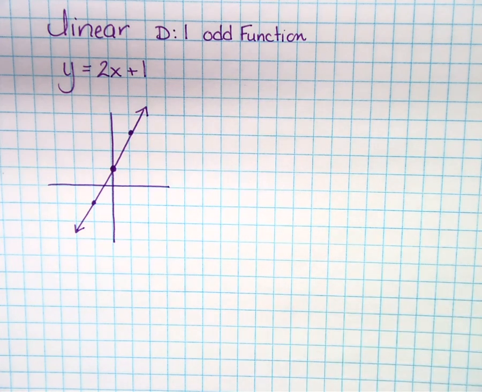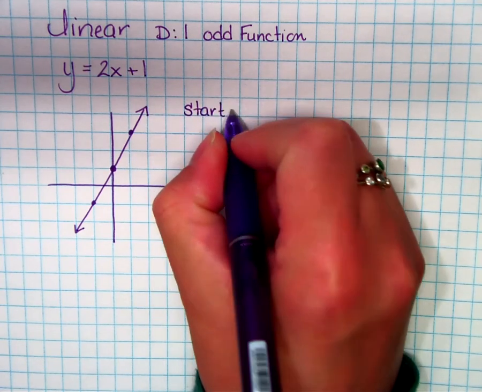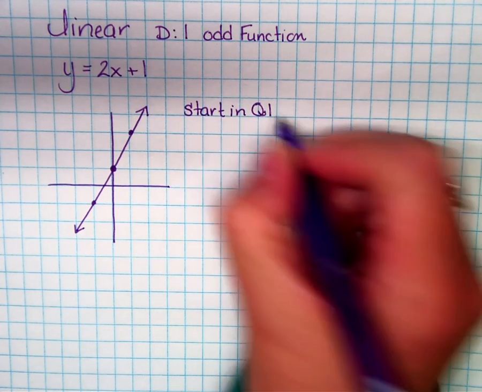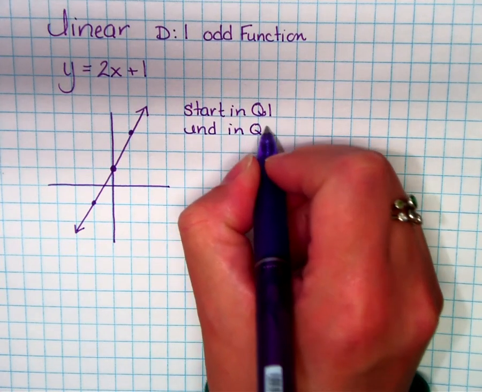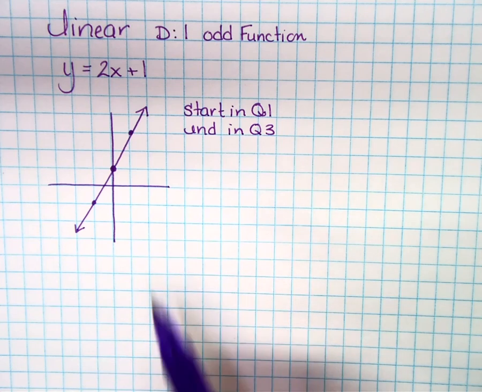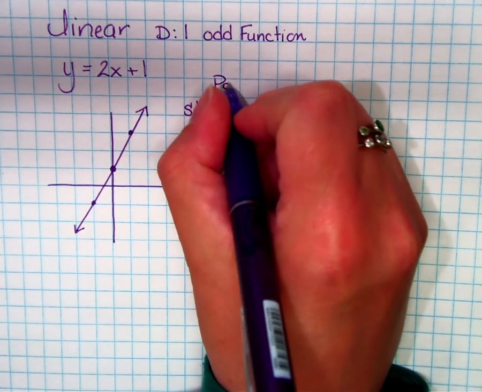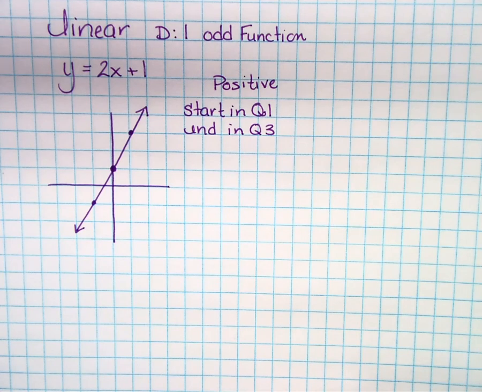So let's talk about the end behaviors of this graph. It would start in quadrant 1, and where would it end? In quadrant 3, right? Those are where the ends of the graph are pointing. Everybody go? No, this is a positive slope. Right? Does it matter? Do you know what the ends are doing?